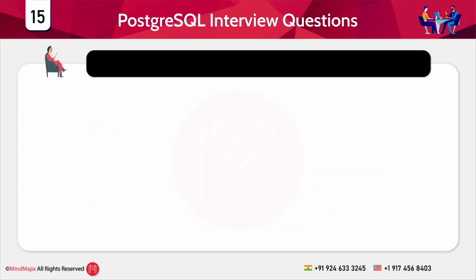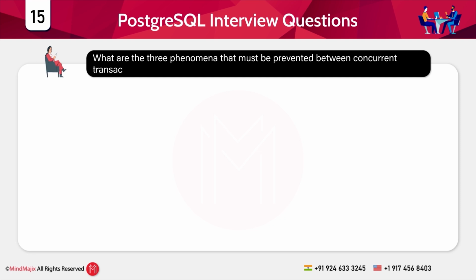The next question is, what are the three phenomena that must be prevented between concurrent transactions in PostgreSQL? There are three levels of transaction isolation used in the SQL standard regarding three phenomena that must be prevented between concurrent transactions in Postgres. These three unwanted phenomena are, as you can see on the screen, the first one is a dirty read. A transaction is called a dirty read when it reads data written by a concurrent uncommitted transaction.